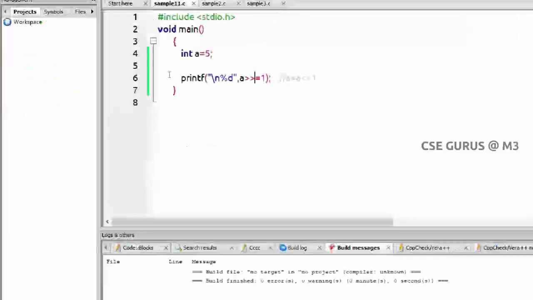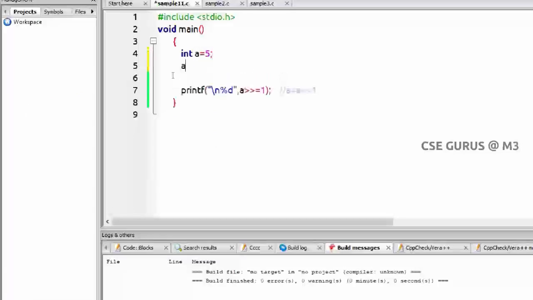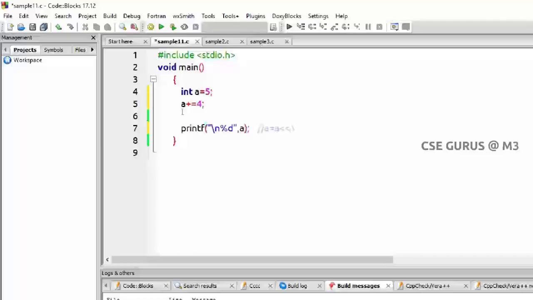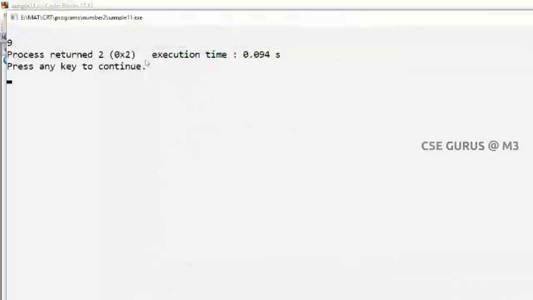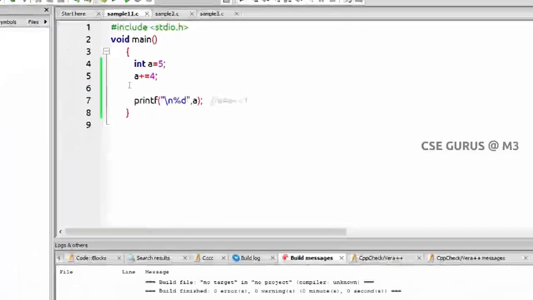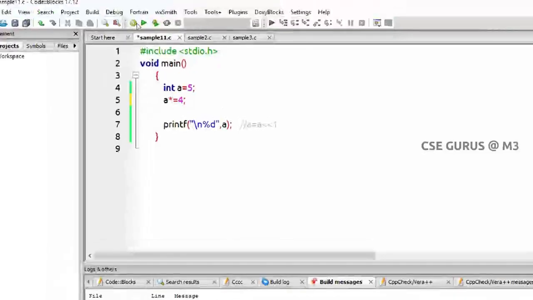Same way you can do a = 5 and write a += 4. That means a = 5 + 4, which is 9, right? So I'll write simply a. What is the value now? It will become 9. You can see here 9. Similarly you can use any operator, like multiplication. Now 5 into 4, which is 20, so you'll get 20 here.